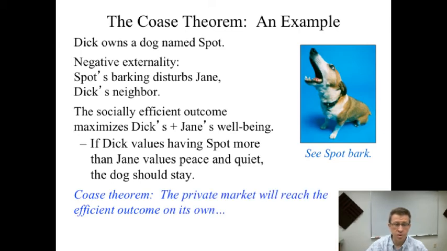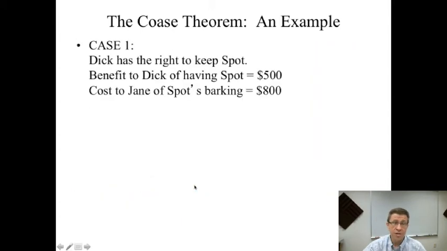So how does the Coase theorem work? We've got Dick and Jane. Dick owns a dog named Spot, but Spot barks. This isn't that dissimilar to the idea of somebody playing their loud music at night in the dorm room. Spot's barking disturbs Jane, who's Dick's neighbor. What's the socially efficient outcome? Well, it's making both Dick and Jane as happy as possible. So, if Dick values having Spot more than Jane values peace and quiet, the dog should stay. If not, the dog should go.